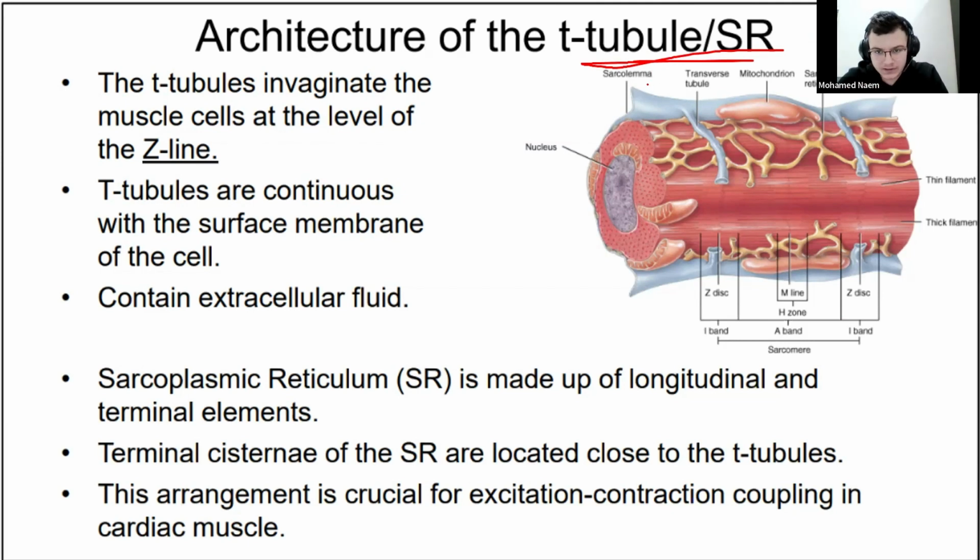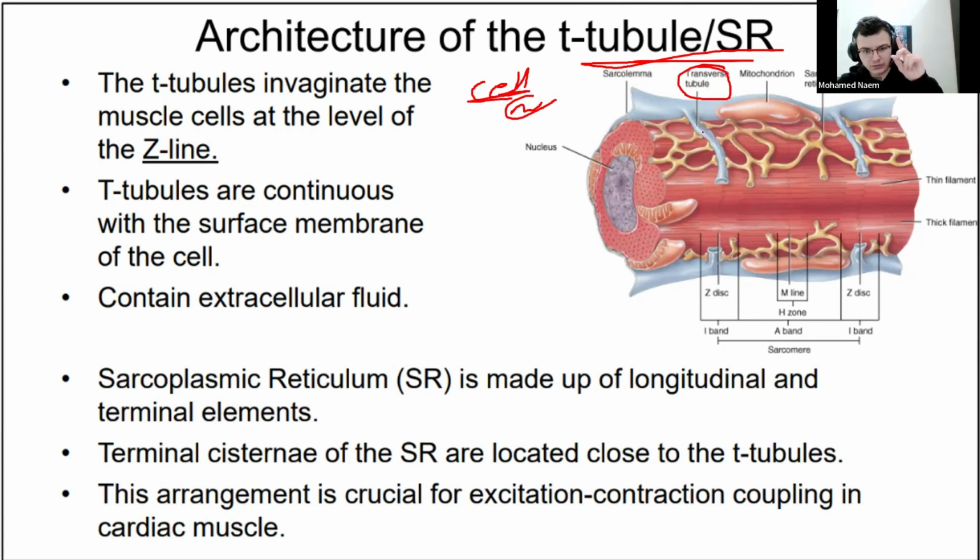We have, as we said, the sarcolemma, which is the cell membrane, right? From it, we have transverse tubules coming down. Okay, so this is the transverse tubule. Let's focus now on the transverse tubule, or what we like to call the T tubule. Again, two names, the same structure.